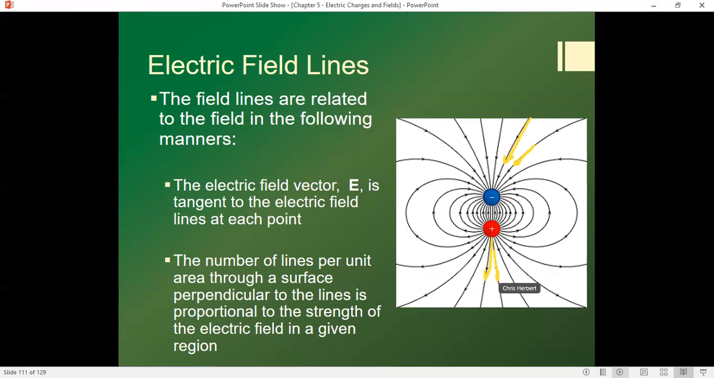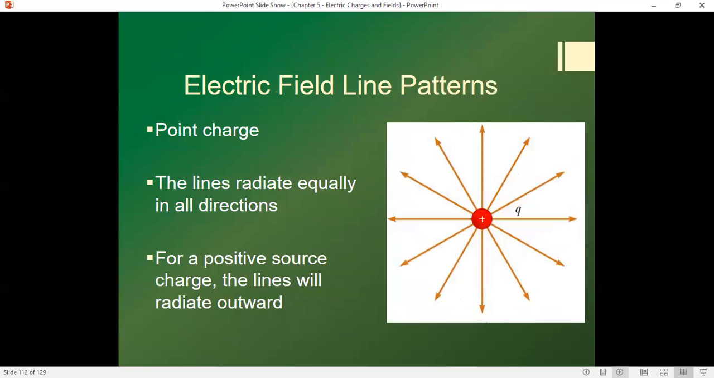Now, the electric field strength is pretty much represented by the density of field lines. So where we see the field lines very tight and compact, that would indicate a very strong field between the two charges. Where the electric field lines spread out, the intensity of the electric field is much less. And again, all electric field lines will start from a positive charge and will terminate at a negative charge.